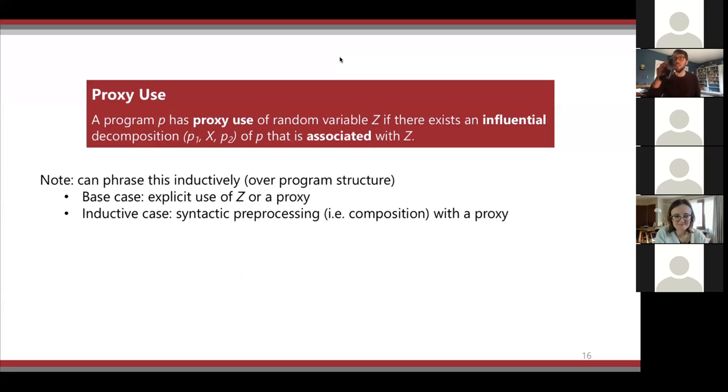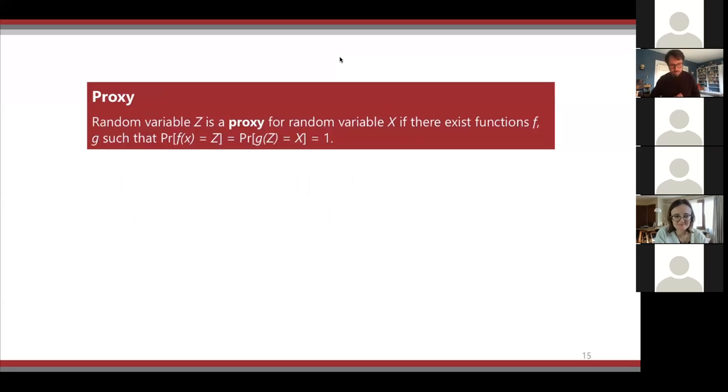Can you go back to the previous slide? I'm a little confused about one thing, which is that I would have thought highly correlated would have been a relevant notion here, whereas you're saying that you've got these functions where the probabilities are 1. Yes. Yep, you're absolutely right.